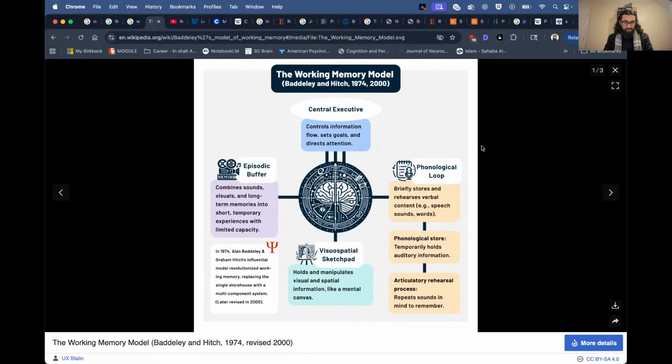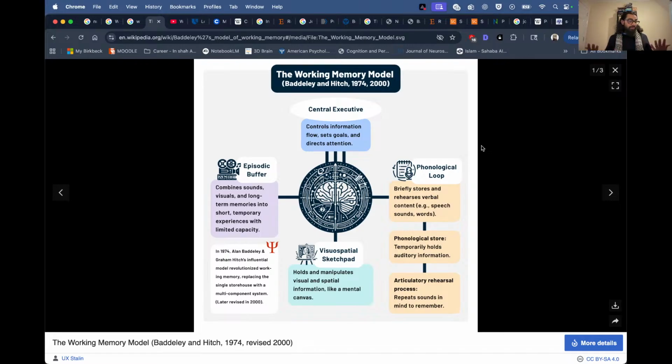So the phonological store temporarily holds auditory information, like someone's voice that you heard a while ago, and all of a sudden you hear it again. And then the articulatory rehearsal process repeats sounds in the mind to remember. So when you're reading, sometimes you read something in your own voice, but if you're reading a character from a novel or a book written by your favorite football manager, for example, you might read it in their voice. Or a comedian who's written a book, you might read something in their voice, like a catchphrase.